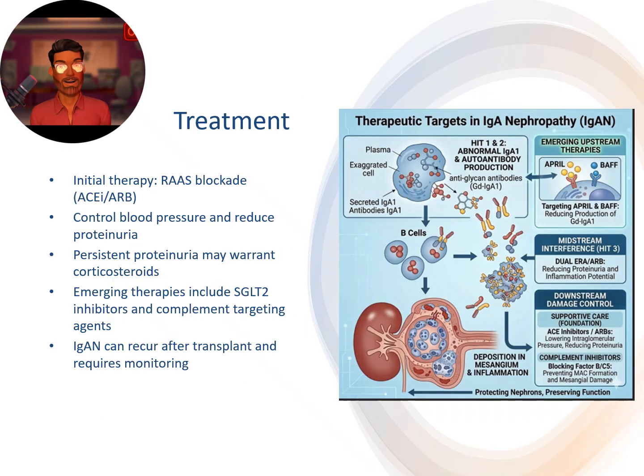What are the treatments in IgA nephropathy? Well, in pediatrics, our treatments currently are somewhat limited. We start with running ACE blockade to decrease the proteinuria. We also control the blood pressure. If there's persistent proteinuria above a certain level, we'll oftentimes start steroids.